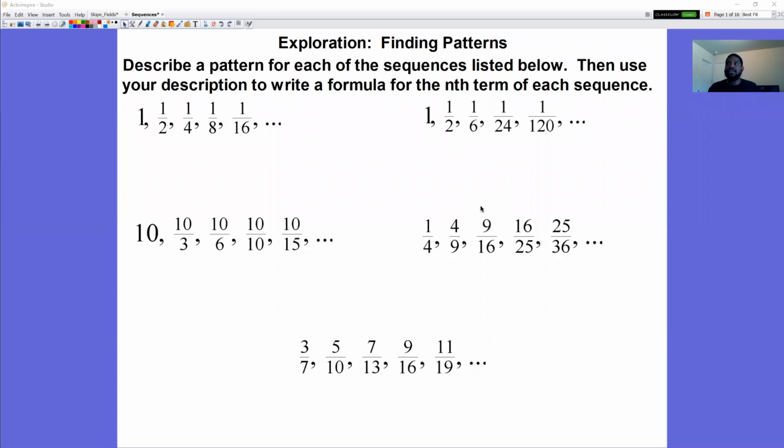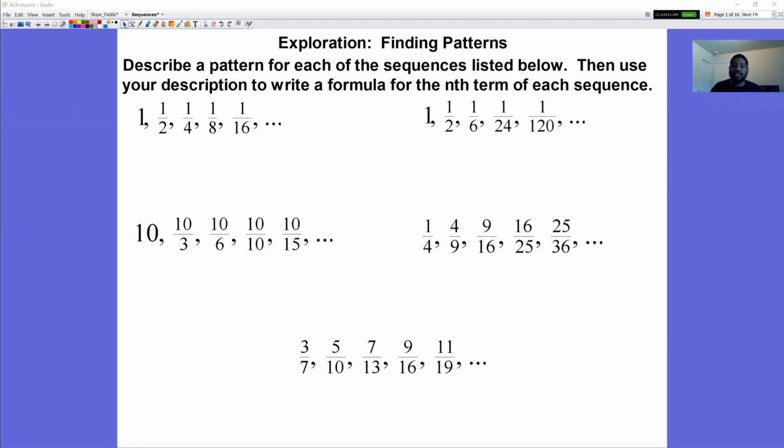So we're going to take a look at the exploration first, as you see here on the screen. It is about finding patterns. So what we're going to do is describe a pattern for each of the sequences listed below. And then we're supposed to use the description to write a formula for the nth term of the sequence. So when you look at these, some of these may be a little bit more difficult. And so the way I'm going to describe them is based off of practice of looking for patterns.